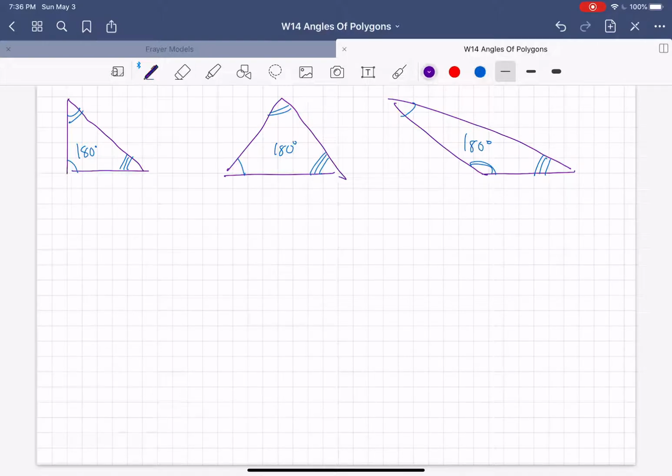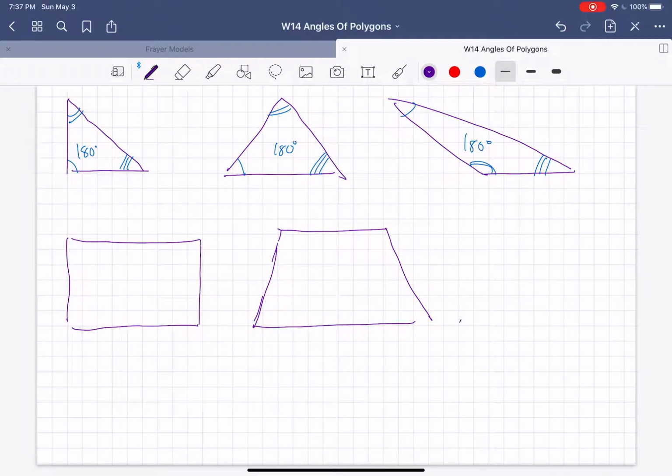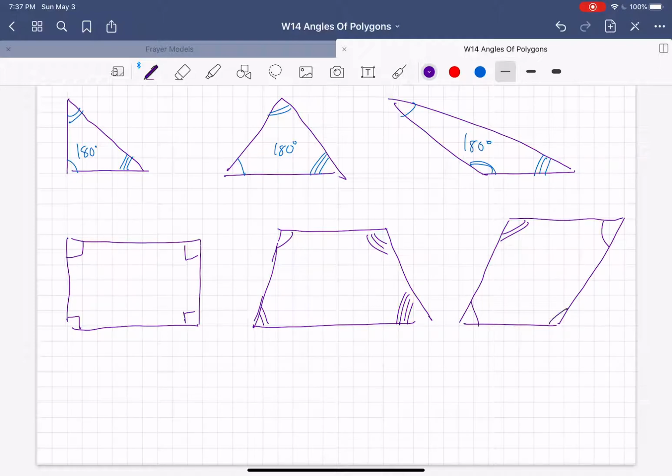We did a lot of work with that fact. But what we haven't done is try to say, well, what if we have a rectangle or a trapezoid or a parallelogram? We've talked about some of their individual angles, right? Like in a rectangle, we have 4 90-degree angles, or in a trapezoid, these two angles are supplementary, and these two angles are supplementary, or in a parallelogram, opposite angles are congruent, but angles on the same side are supplementary. But we haven't talked about what they add up to.